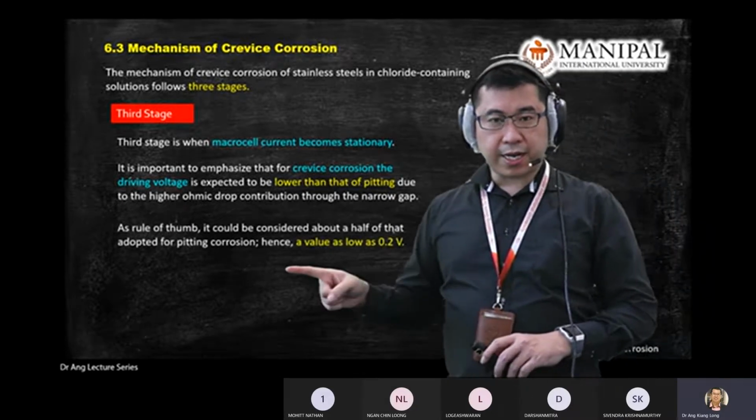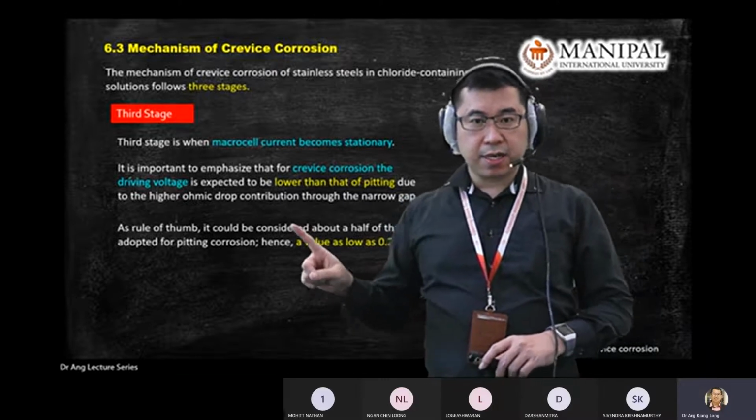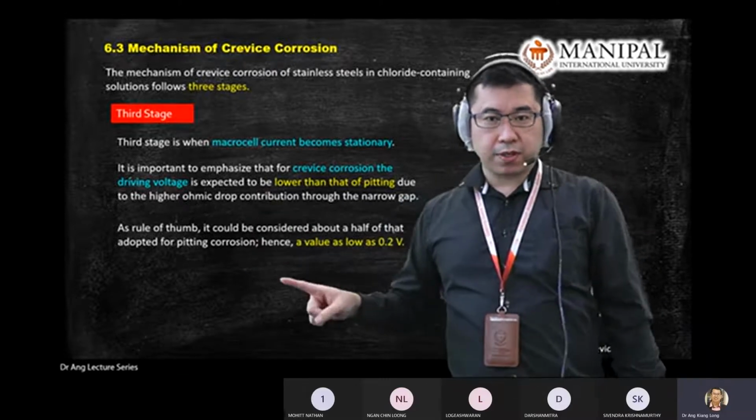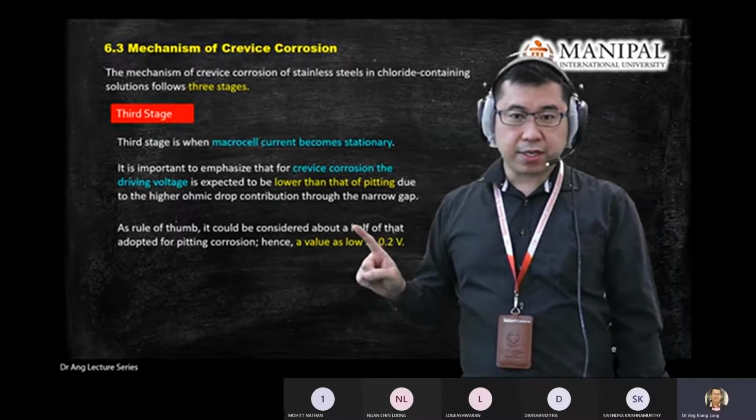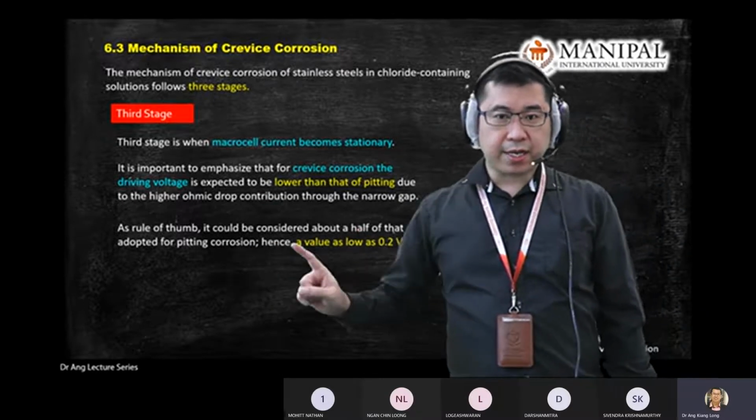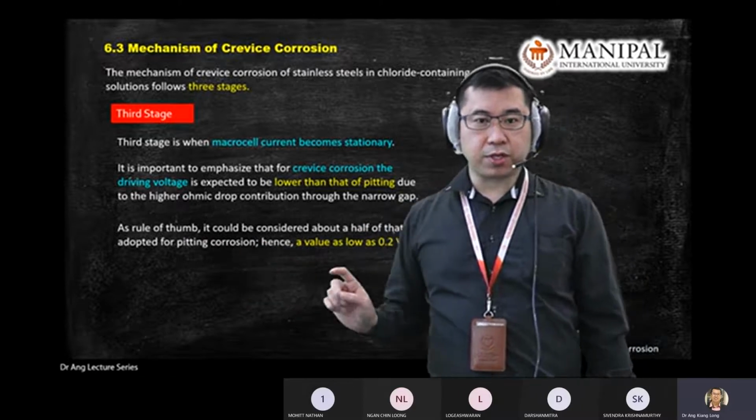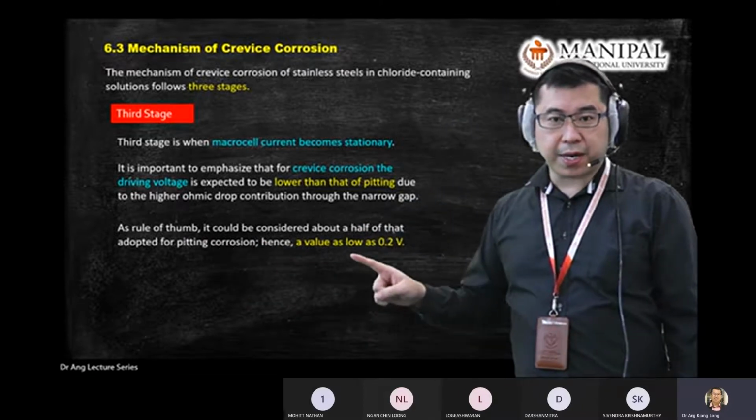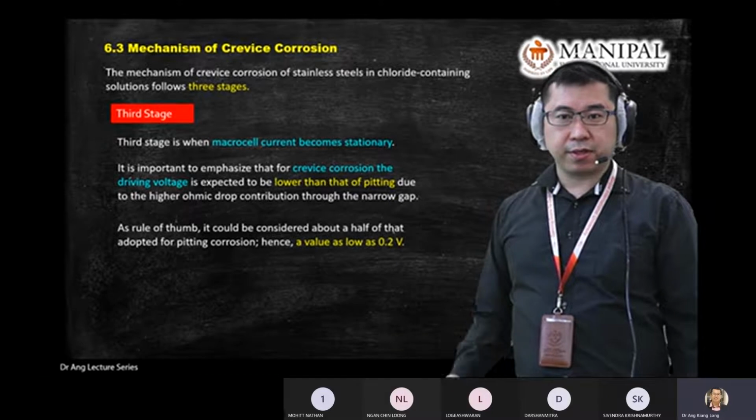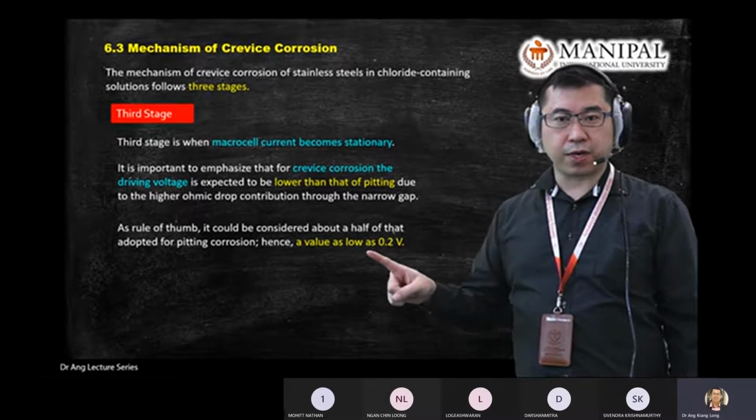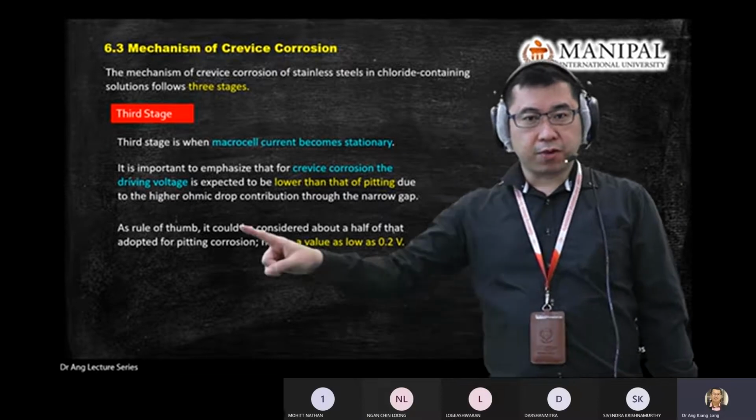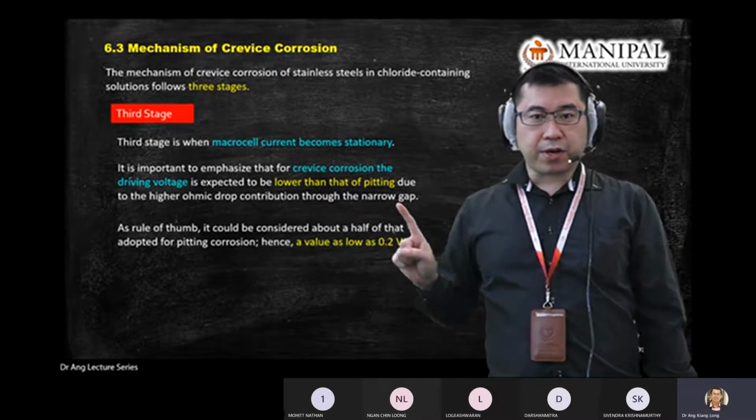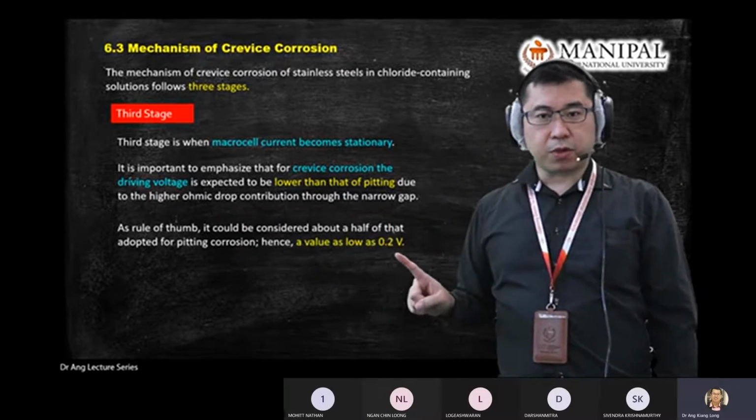This is just a guideline. How low is low? For crevice, right? Consider we take half of the pitting corrosion, so it's about 0.2 volt. 0.2 volt is quite low, okay, for crevice. So the rule of thumb for crevice corrosion is about 0.2 volt.